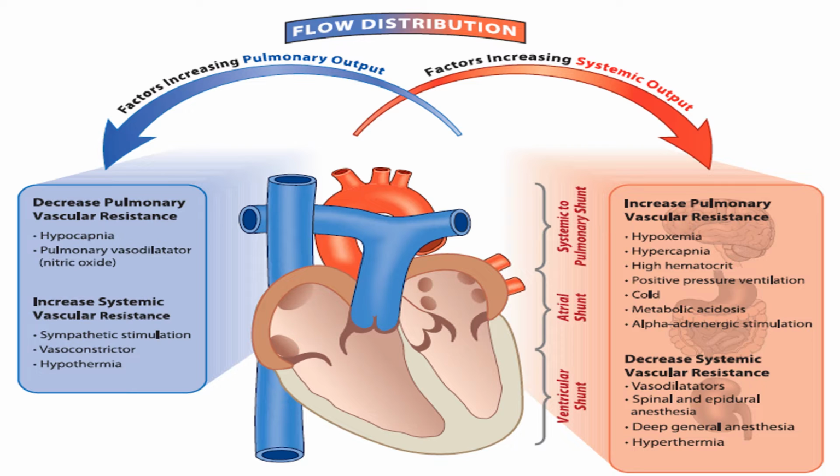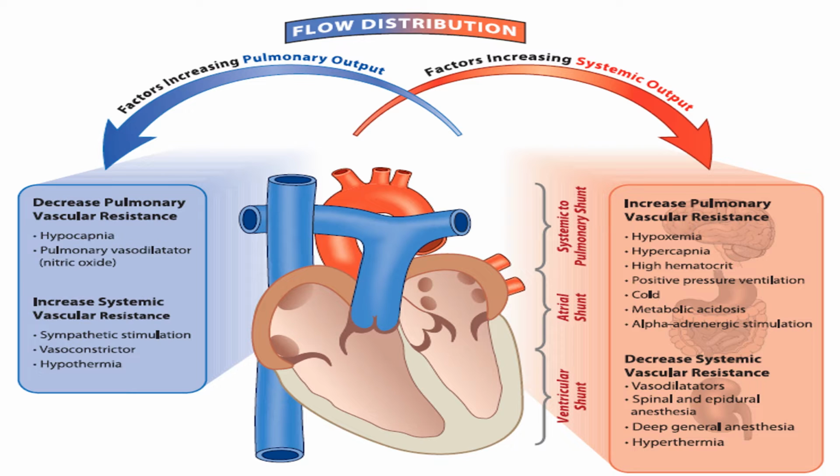So some of the factors increasing pulmonary blood flow. If you have hypocapnia and you're using a pulmonary vasodilator, you're going to have more shunt left to right. If you have increased SVR, you're going to shunt more left to right as well, from sympathetic stimulation, surgery, intubation, etc. Hypothermia also increases your SVR, which is not exactly advantageous.